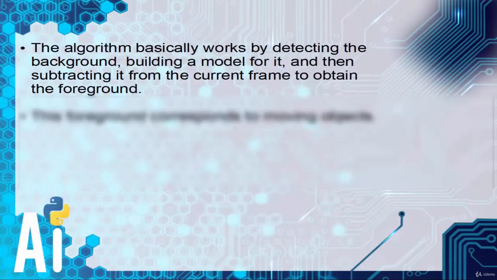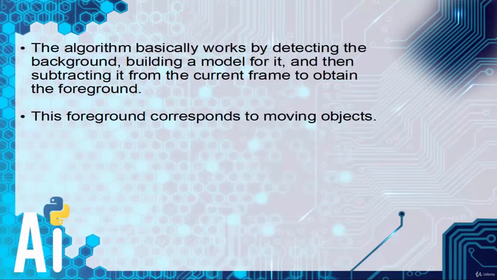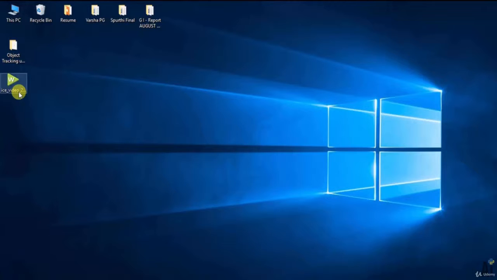The algorithm basically works by detecting the background, building a model for it, and then subtracting it from the current frame to obtain the foreground. This foreground corresponds to moving objects. Enough of definition. Now let's see in practice what I really want to say.